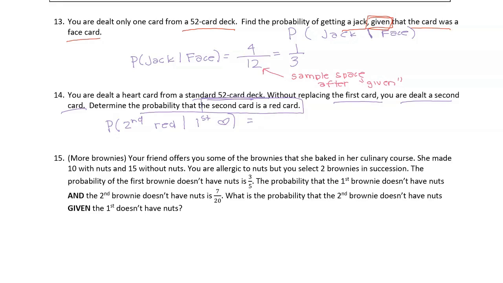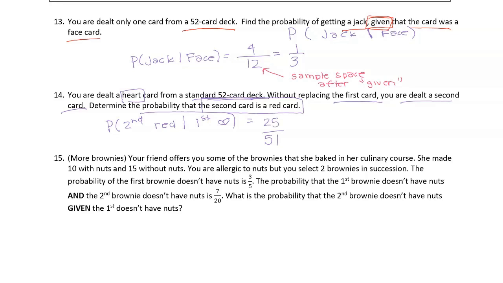Now, since we are drawing 2 cards here, we can't use our little trick of everything after given tells us our sample space. For this problem, it says we are dealt a heart first and it is removed from the deck. So now we only have 51 cards in the deck because we've removed that heart. Then it says find the probability that the second card is a red card. Well, there are 26 red cards, but we removed a heart, which is also a red card. So this becomes one less, which is 25/51.